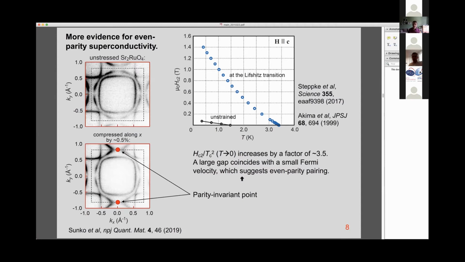And what that tells us is that a large gap coincides with a small Fermi velocity, more than in unstressed strontium ruthenate. That's very suggestive because the place where the Fermi velocity is smallest is right around here, right at the zone boundary. By symmetry, right at that point itself, the Fermi velocity must fall to 0. Now the thing is that this point here is the same as that point here. It is a single point in k-space. It is a parity invariant point. So if we say that we have a large gap magnitude here, it must be an even parity gap.